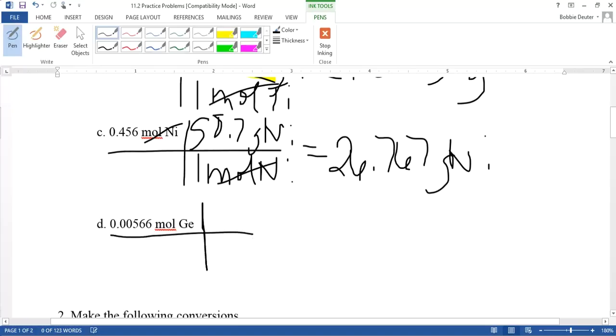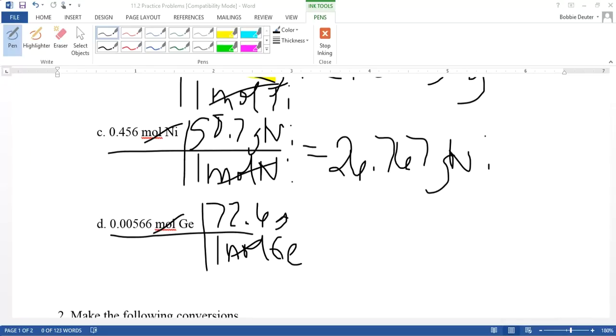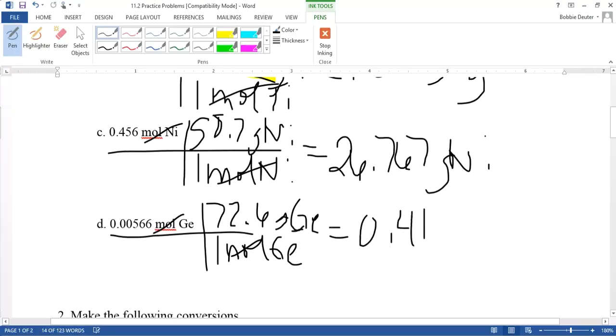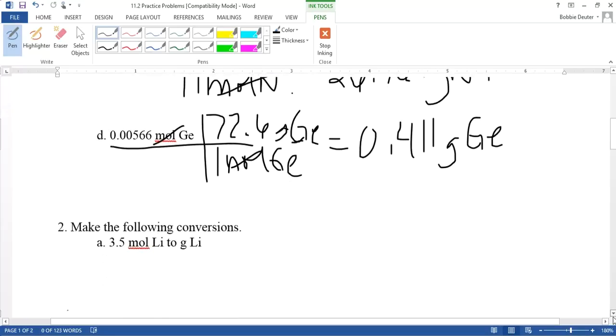All right, so germanium, we're going to put 1 mole of germanium on the bottom. We're going to look at our periodic table. We're going to find out that we have 72.6 grams of germanium here. We take our top, multiply it by each other, you get 0.411 grams of germanium. All right, so let's go down to some of these ones on the bottom.